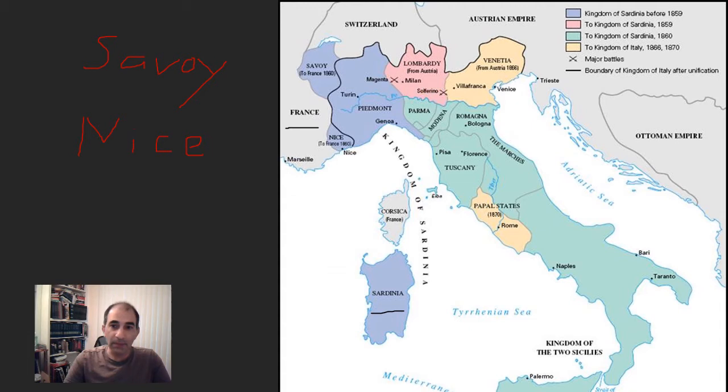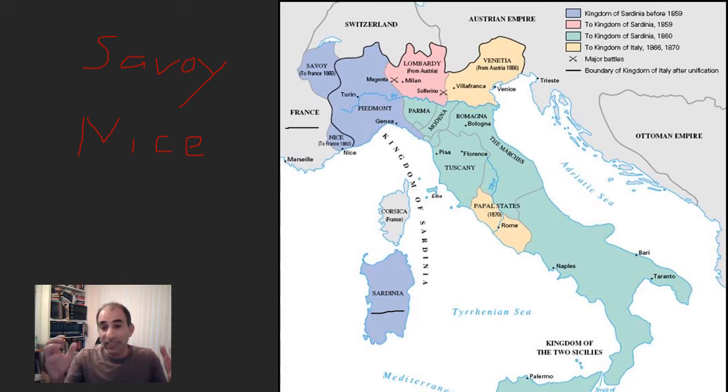After they get Lombardy, that was in 1860 roughly, then for the next year or two, a lot of these other areas that were independent, Tuscany, Parma, Modena, you don't need to know all these names, right? Nice and Savoy you need to know, Lombardy, Venetia you need to know. But all of these areas that were independent, they just said, we're in, right? You guys are obviously serious, Victor Emmanuel II. You really want this to happen. We're Italians, you're Italians, we're in.